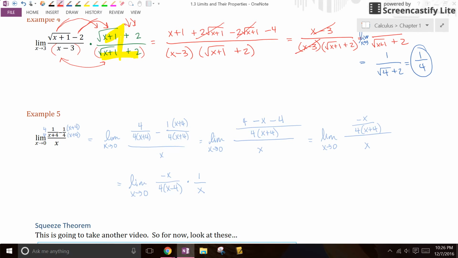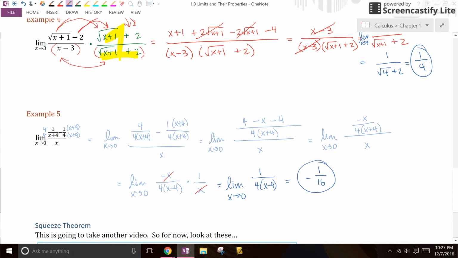Good news, kids. Look, the x's cancel there, and we are now talking about the limit as x goes to 0 of negative 1 over 4 times x plus 4. And I think I can do direct substitution now. If I plug in 0, I get 4 times 4, which is 16, or negative 1/16.